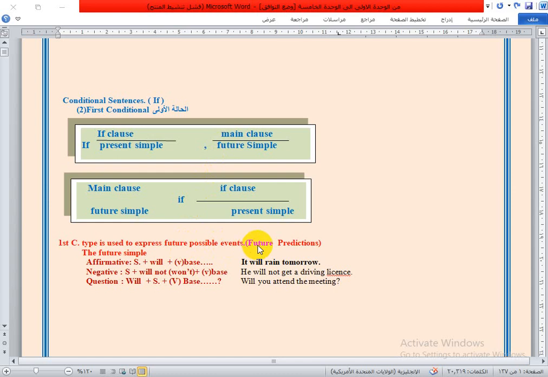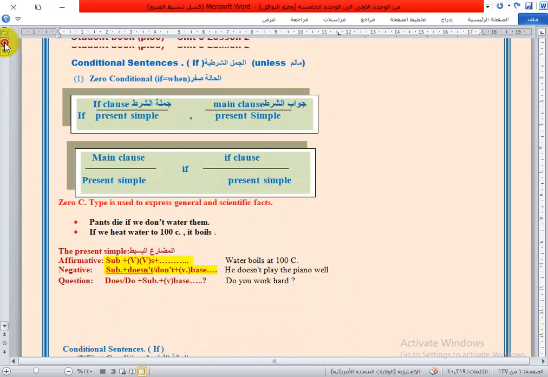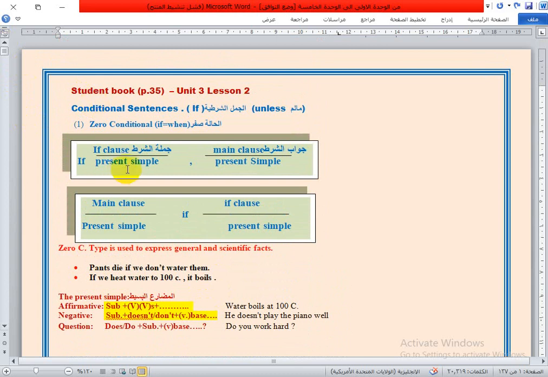This is the first conditional. So student, you have to remember if we are in the zero conditional, both sentences must be a present simple, and it expresses general and scientific facts.